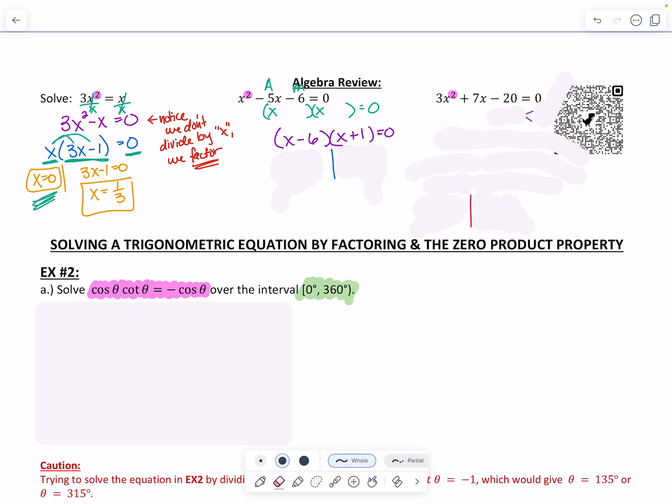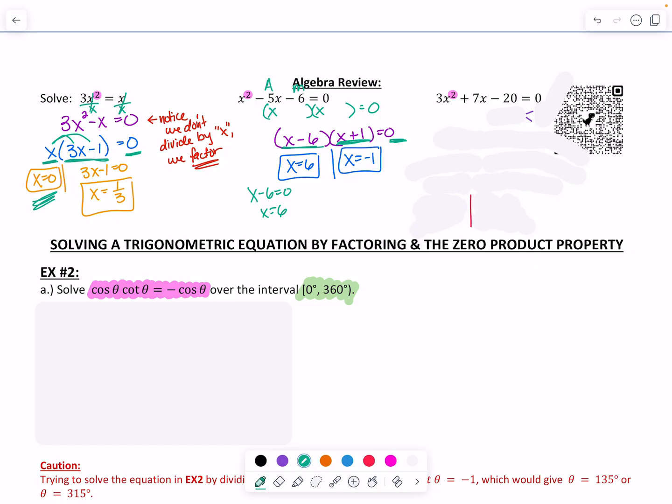Now that we have the equation factored, again, we have two things being multiplied where my answer is 0. As long as I have it completely factored, and my equation is set equal to 0, I can use that zero product property to say, well, either the first one has to equal 0 or the second one has to equal 0. So if x minus 6 equals 0, I can add 6 to both sides and I can say that x has to equal 6. I can set the x plus 1 equal to 0, solve, and get x equals -1.